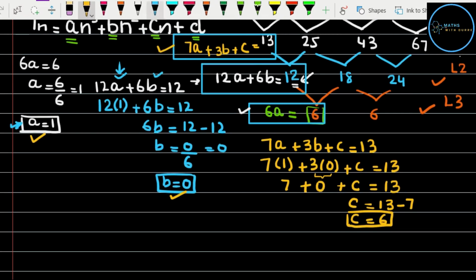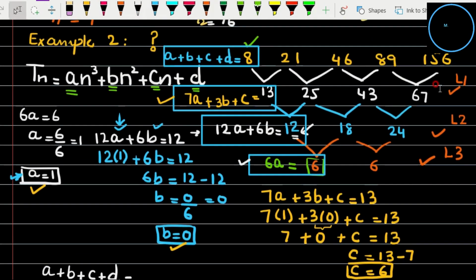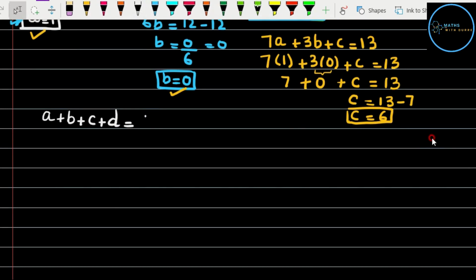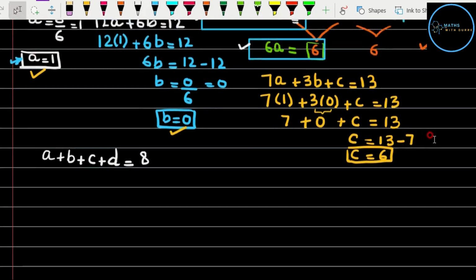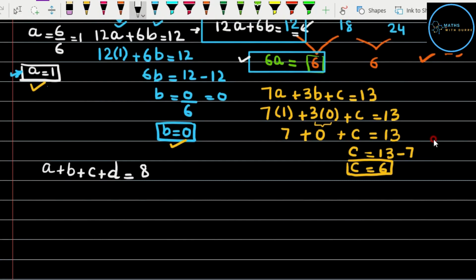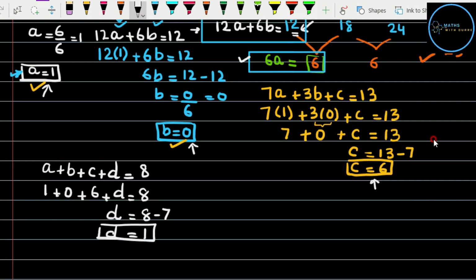Last is a + b + c + d, and that is equal to, just cross check, 8. So I will write 8 here. What is the value of a? A is 1, b is 0, c is 6. So 1 + 0 + 6 + d = 8. So 8 minus 7 gives you 1. So here you came to know d is 1.